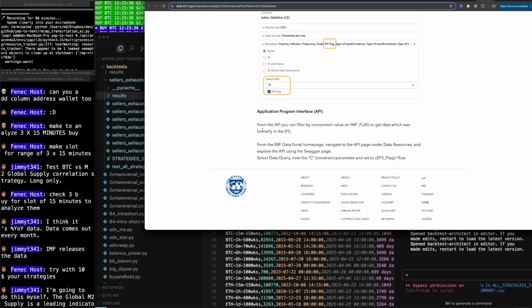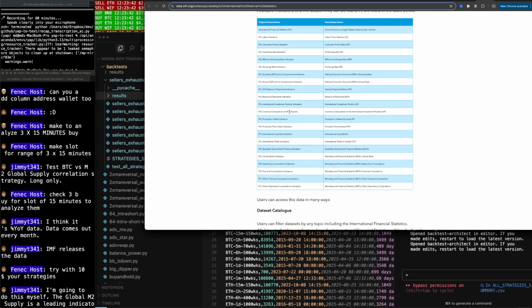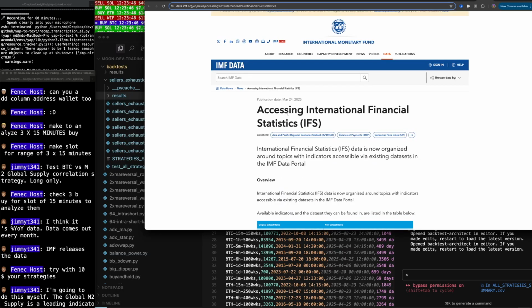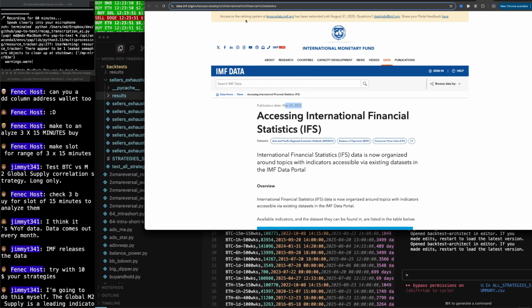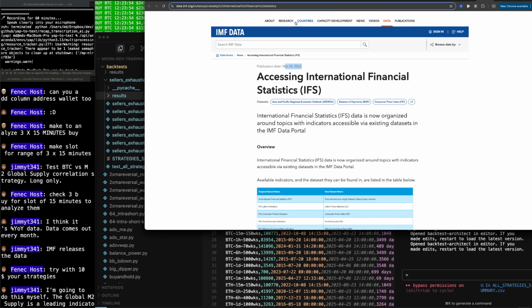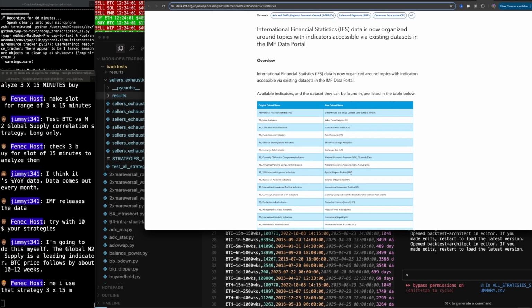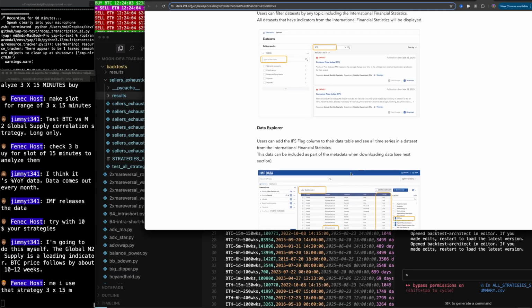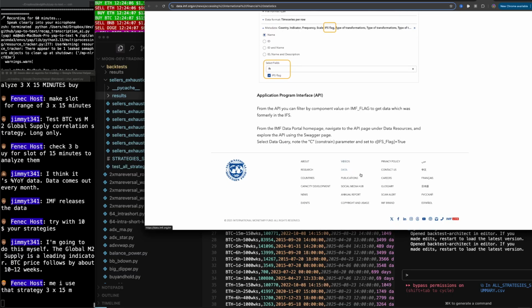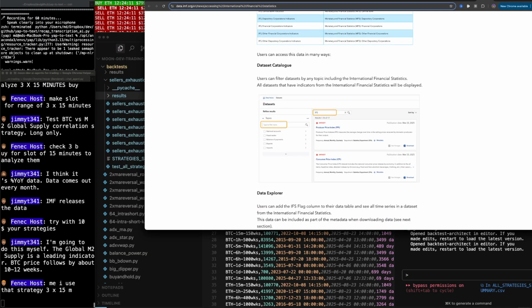How do you get it though? From the API, you can filter by component. Let me get this API. I don't want the dashboard. March 24th. International Monetary Fund. Anybody know how to do this? Overview. Catalog. Dataset catalog. Data Explorer. Log in maybe?